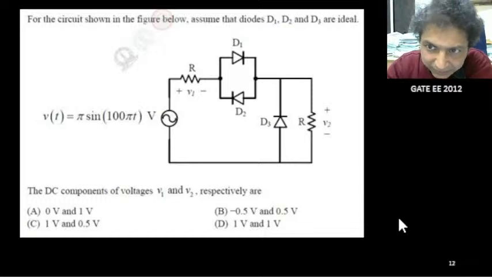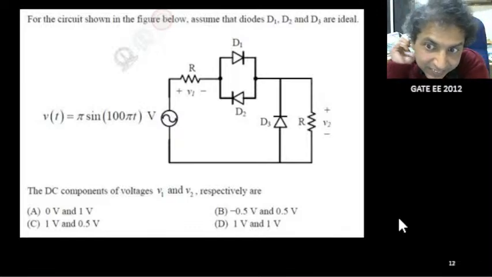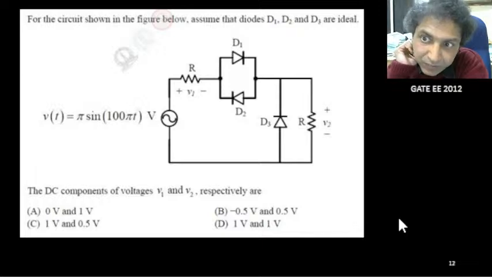Now here the circuit is given. The input voltage is pi sine of 100 pi t. We have 3 diodes D1, D2, D3, and it is said that all the diodes are ideal. And we have 2 resistors, R and R. One is in series with the circuit and the other one is across D3. Now the question is the DC component of V1. V1 is the potential across the first resistance R, and second, the DC component of V2.